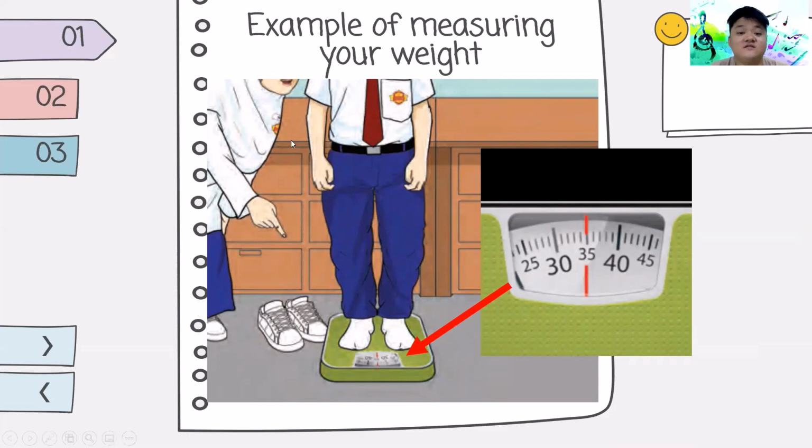Now, example of measuring your weight. Let's look. This is our friend over here. He is a boy. He is standing on top of the body scale. So how heavy is our friend? Look here. We have 30, 35, and 40. So the 35 in the middle is his weight. You see there's a red line here. This is his weight. This is the weight of our friend. Do you understand?